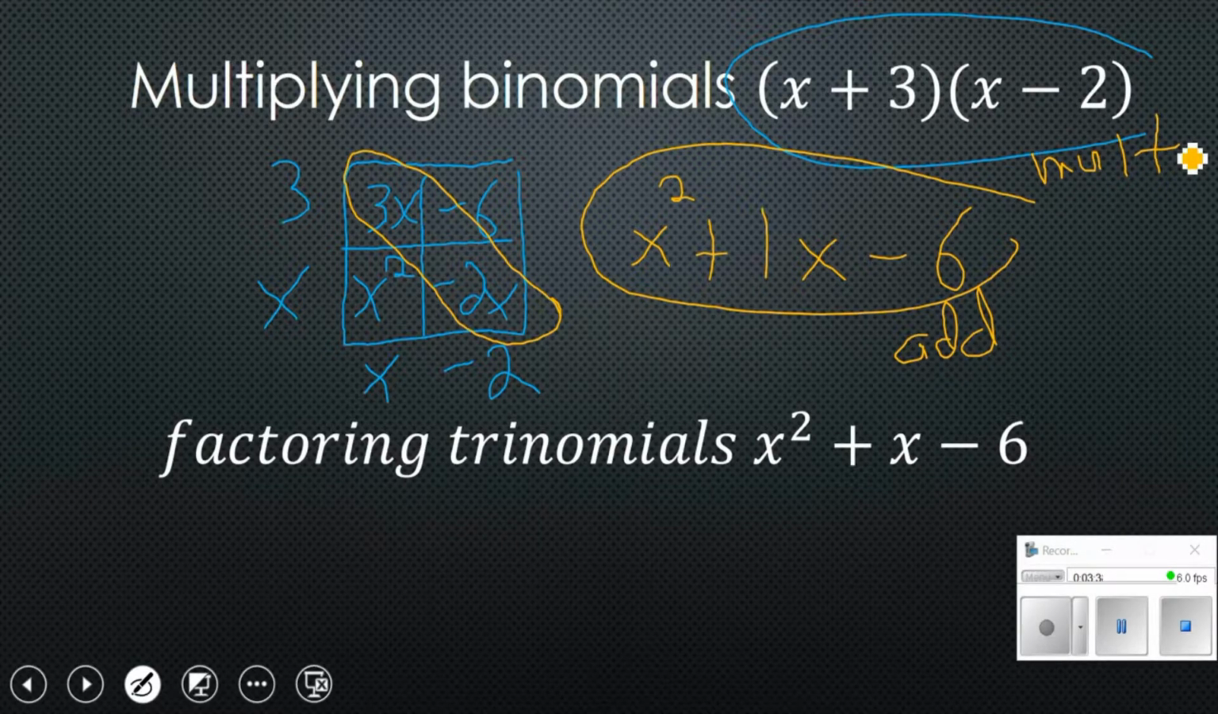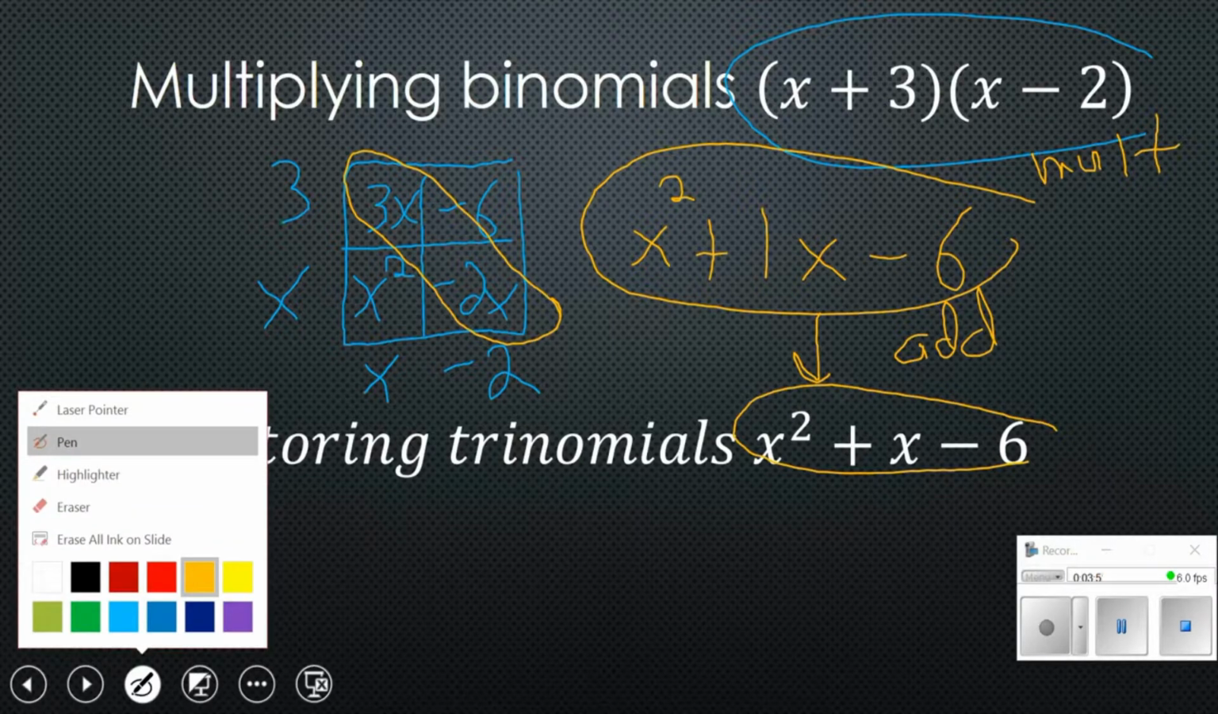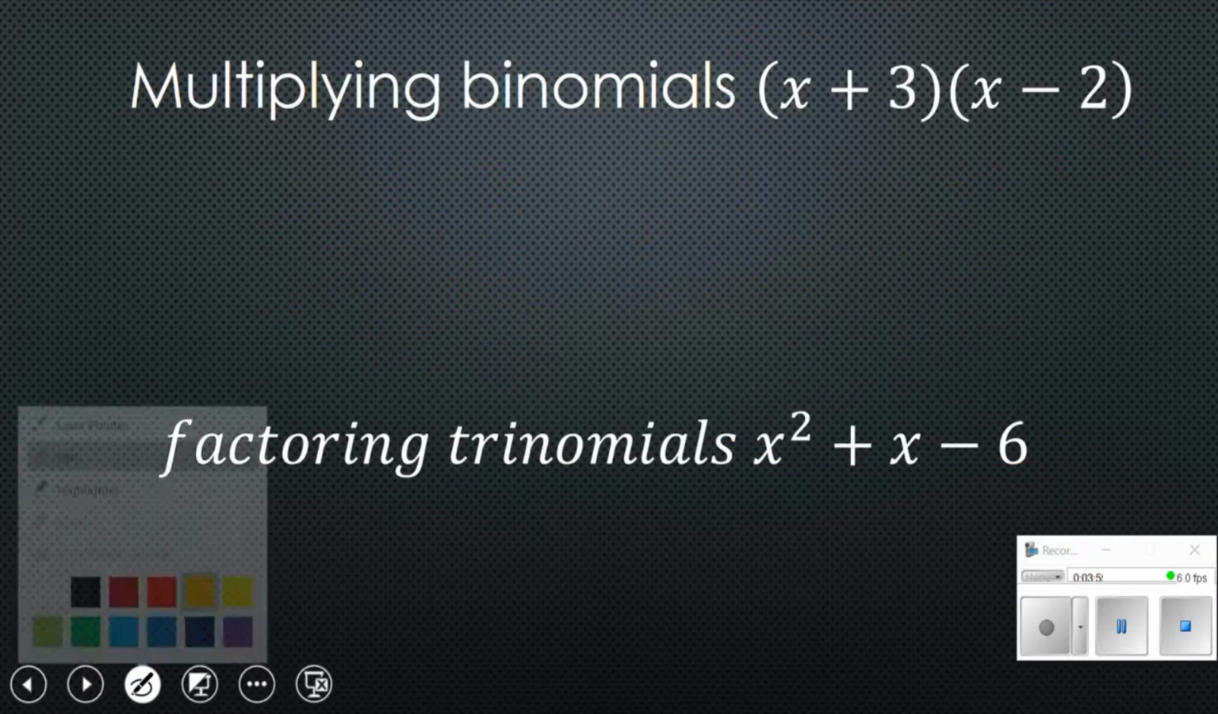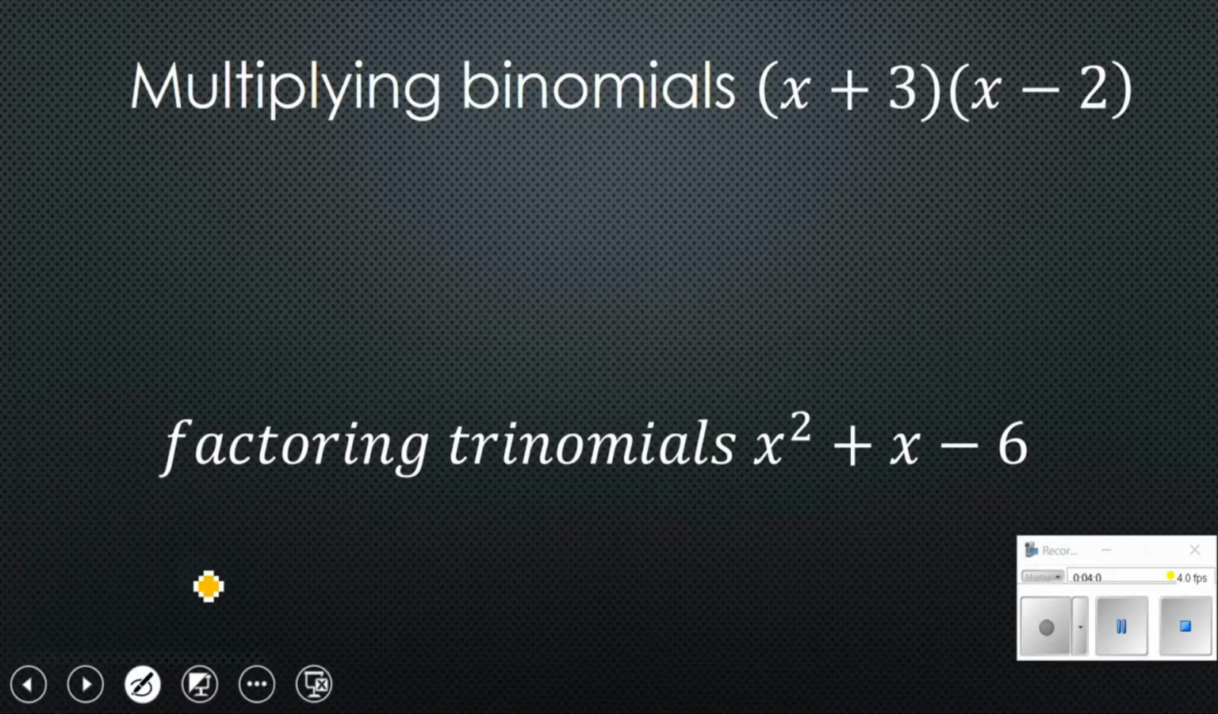Okay, the next piece we're going to look at is now reversing that process. Now notice what I have here. I have the exact same answer down here, and that is on purpose. So I want us to see that when we multiply, the opposite of that is factoring. So let's look at just having x squared plus x minus 6. So when it's just x squared, it's pretty easy because we know that x times x is x squared.